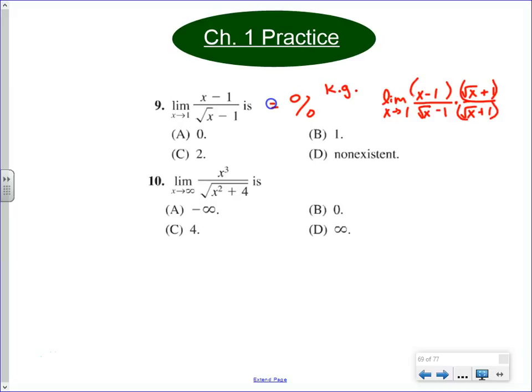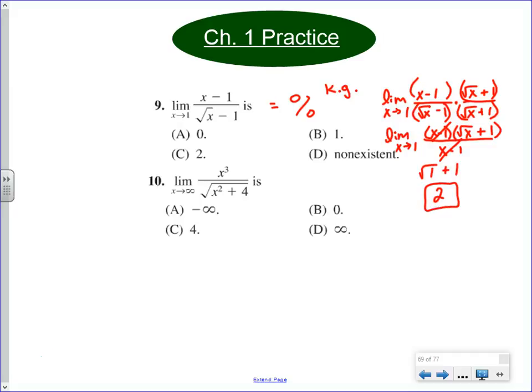With parentheses all over. Long story short, you end up with x minus 1 down here and x minus 1 up here. Who can cancel? Plug it in. Root 1 plus 1 is?